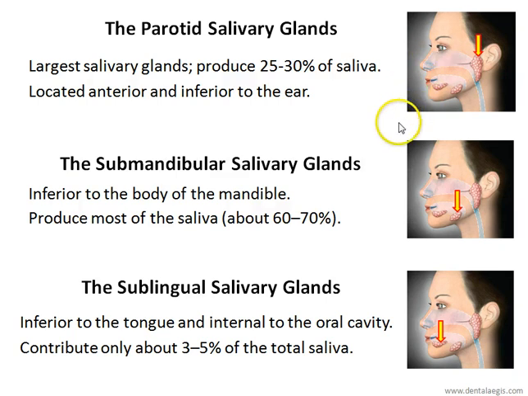Inferior to the body of the mandible, or the jawbone as we commonly refer to, this is the submandibular salivary gland, and this produces the majority of the saliva. Inferior to the tongue, as indicated here, we have the relatively small sublingual salivary gland, and these contribute only about 3 to 5% of the total saliva. So just remember that there's 3 of these on each side of the face. 3 pairs of extrinsic salivary glands.